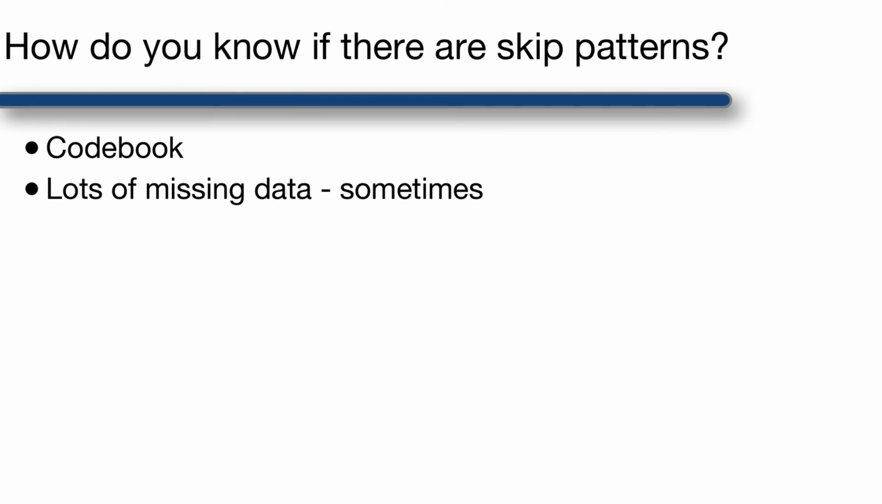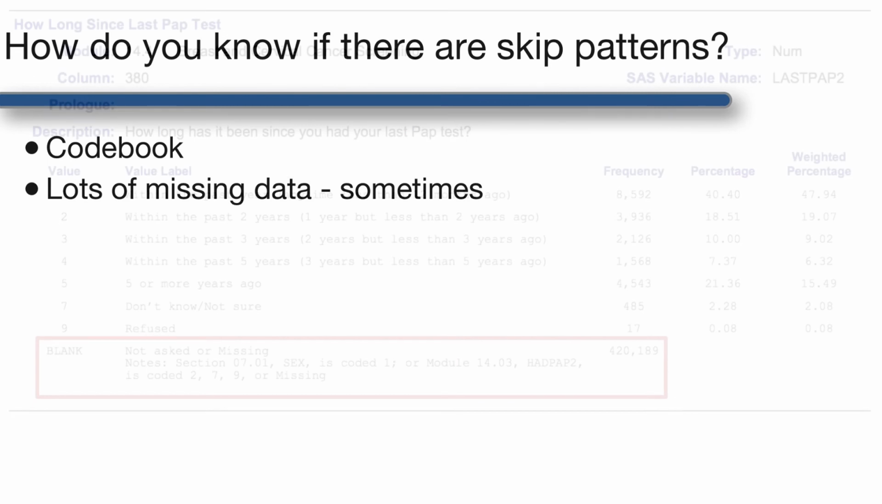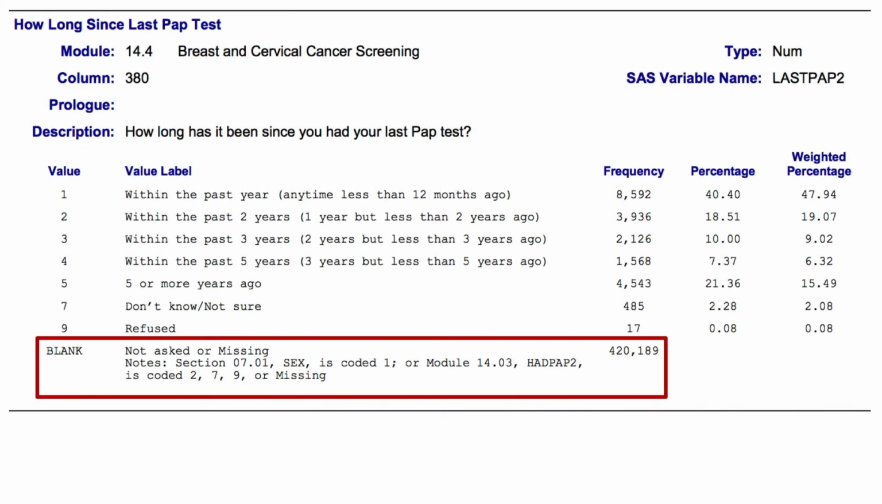Another indicator can be lots of missing data. It's possible that the data is legitimately missing and there is no contextual information available. However, I often find that when a high proportion of data is missing, especially on the big national surveys, it's often because of a skip pattern. And remember, that's exactly what we saw in the BRFSS example. 420,189 participants out of a possible 441,456 participants, or 95%, had a missing value for this question.